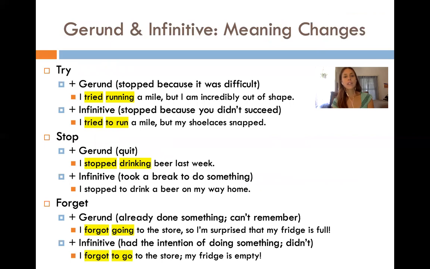So try plus gerund means you tried to do something, but you stopped because it was difficult. I tried running a mile, but I'm incredibly out of shape. Try plus infinitive means you stopped because you didn't succeed. I tried to run a mile, but my shoelaces snapped. So I tried running a mile means I tried it, but I couldn't because it was too hard. I tried to run means you tried to do it, but you couldn't because something stopped you.